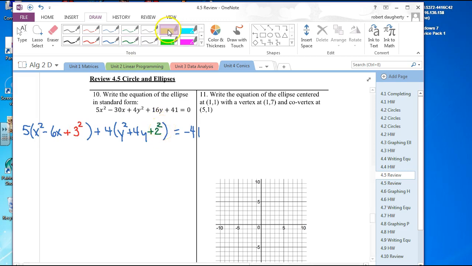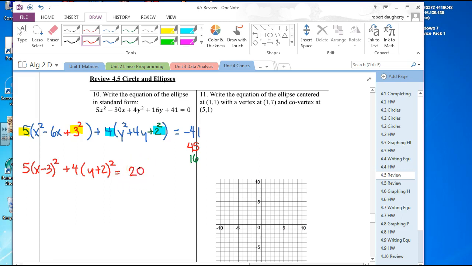Now, what did I really do? So in this case, that is 9 times 5. So I added 45. I must do that on the right side. If I look at the next one, this is 4 times 4. I added 16. So I have to add 16 to the other side. Okay? So what I come up with is 5 times (x minus 3) squared plus 4 times (y plus 2) squared equals 45 minus 41 is 4. 4 plus 16, this is 20.